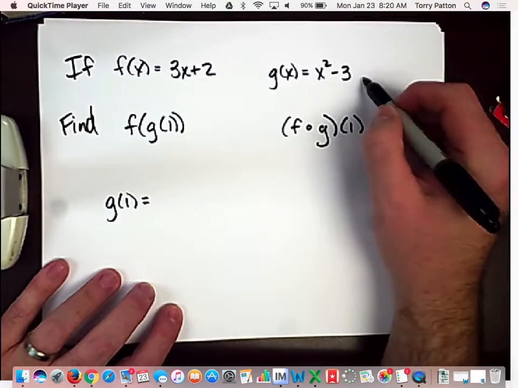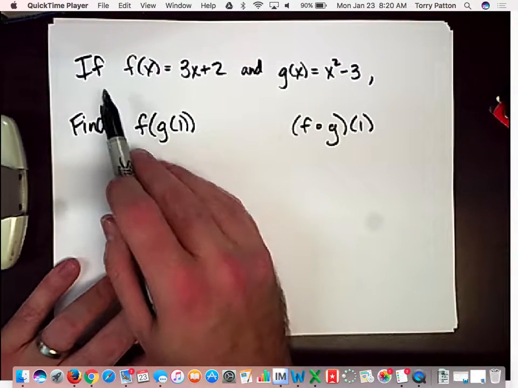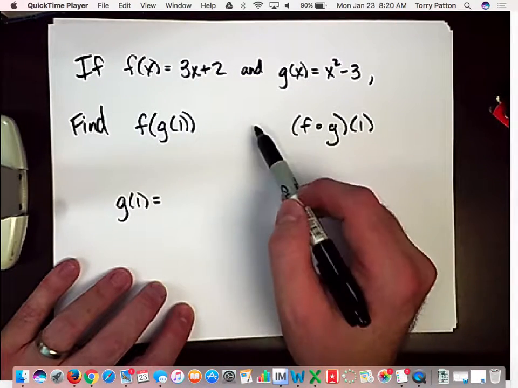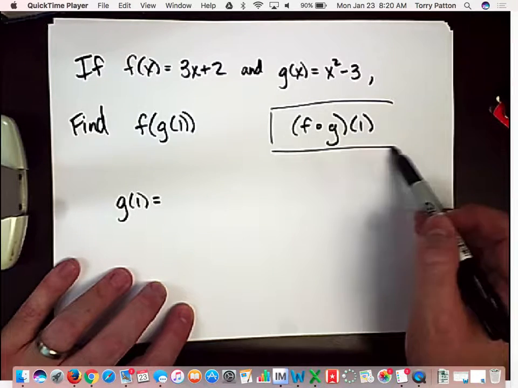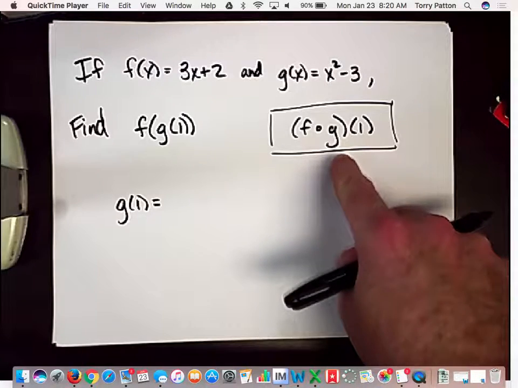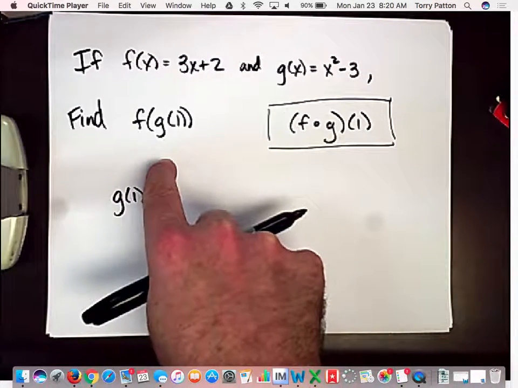So this is what the original question would say: if f of x is this and g of x is that, find f of g of 1. Or they could also word it this way too, find f of g of 1. What I always do is, if it's in this form, I immediately write it this way, because this way makes a lot more sense to me, okay?